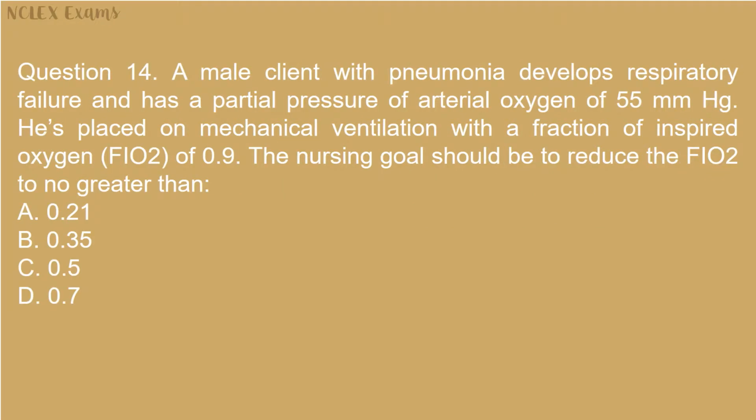Question 14. A male client with pneumonia develops respiratory failure and has a partial pressure of arterial oxygen of 55 mm Hg. He is placed on mechanical ventilation with a fraction of inspired oxygen, FiO2, of 0.9. The nursing goal should be to reduce the FiO2 to no greater than: A. 0.21, B. 0.35, C. 0.5, D. 0.7.